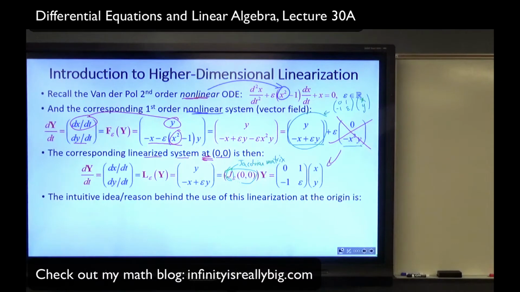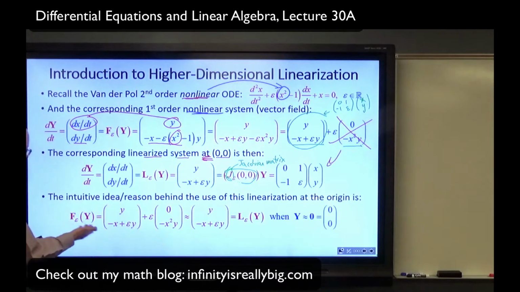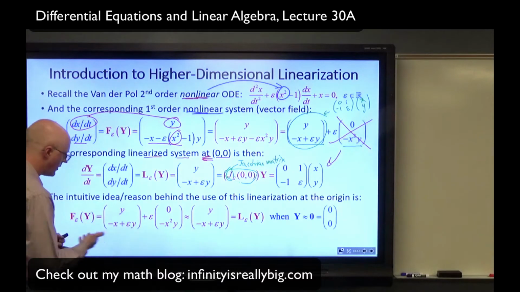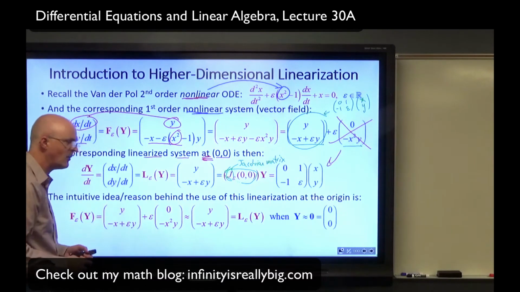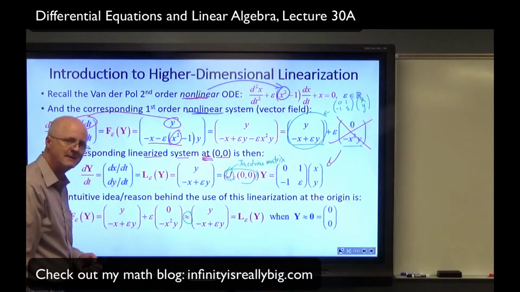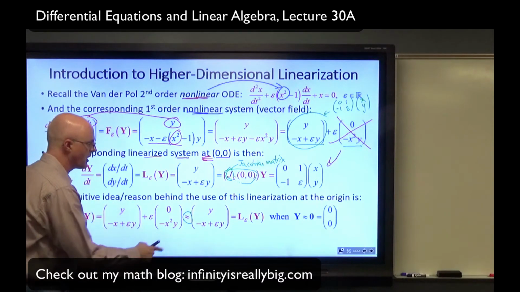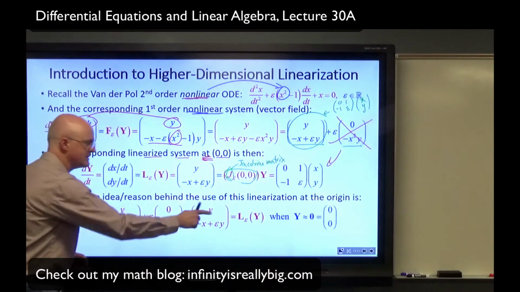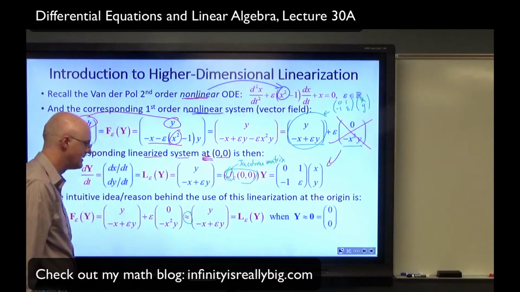The intuitive idea behind the use of this linearization at the origin is what? It's an approximation, a linear approximation. Here's our nonlinear vector field, this whole thing here. If x and y are close to 0, there's your approximate equal to: get rid of the nonlinear terms. F is approximately L when x and y are close to 0.